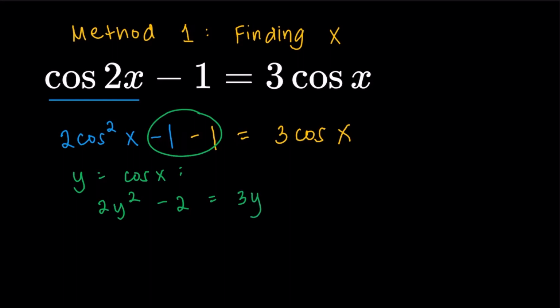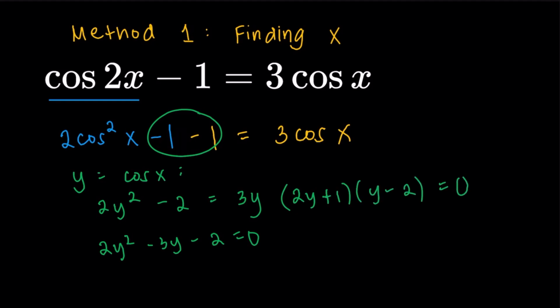Now I can easily solve for y, because this is now in effect a quadratic equation. So 2y squared minus 3y minus 2 is equal to 0. I could factor this nicely: 2y plus 1 times y minus 2, like this. Now if I solve for the roots, obviously I'll get y equals negative 1/2 and 2.